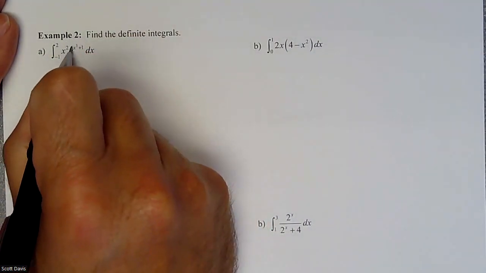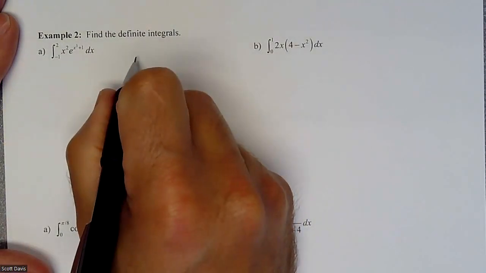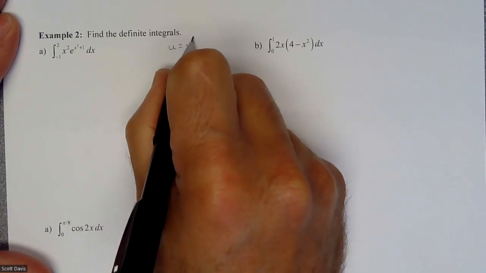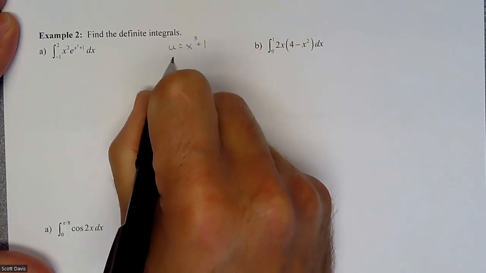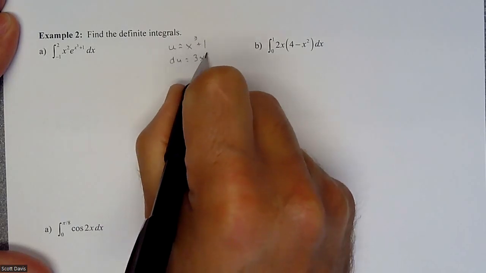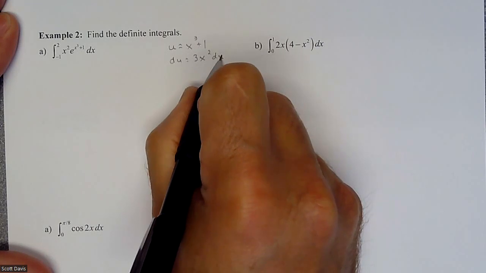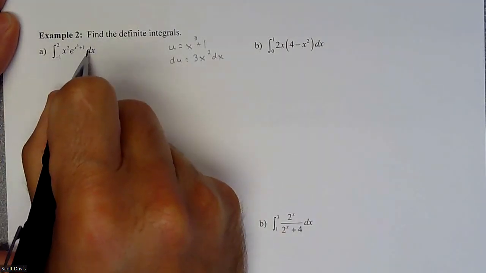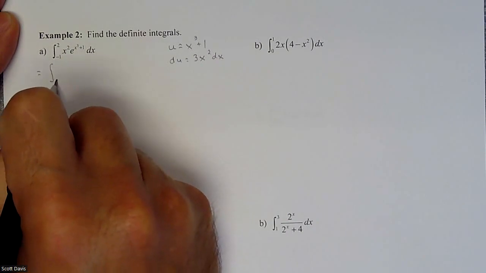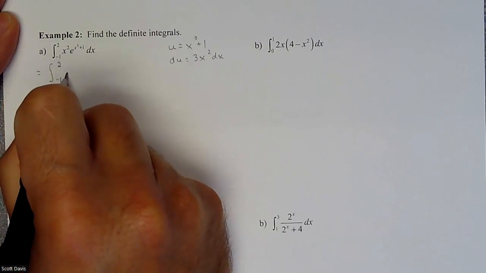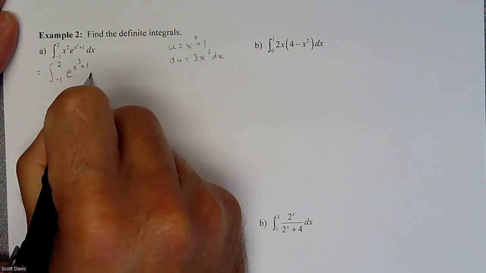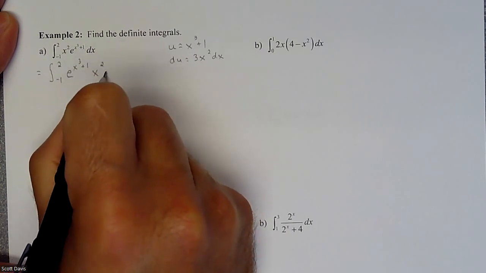So on an exponential, almost always your exponent is going to be your U. So I'm going to rewrite this as U equals x cubed plus 1. If I do the derivative of that, I get a 3x squared dx. So I have an x squared and a dx. So what I'm going to do is I'm going to rewrite this as the integral from -1 to 2 of e to the x cubed plus 1 times x squared dx.